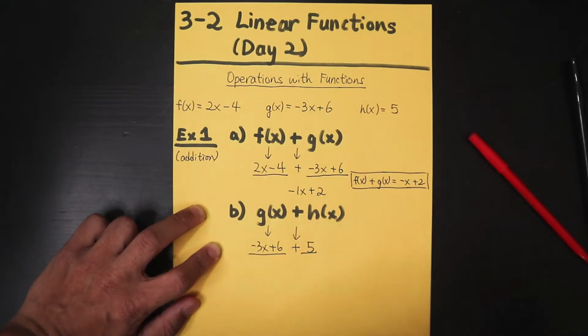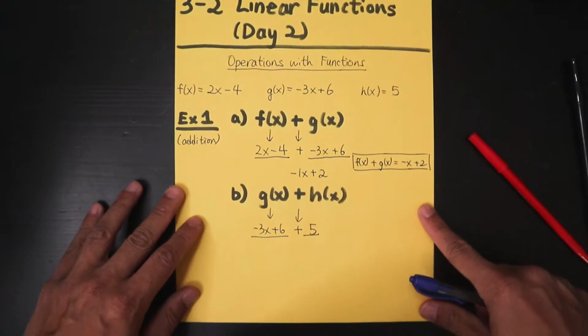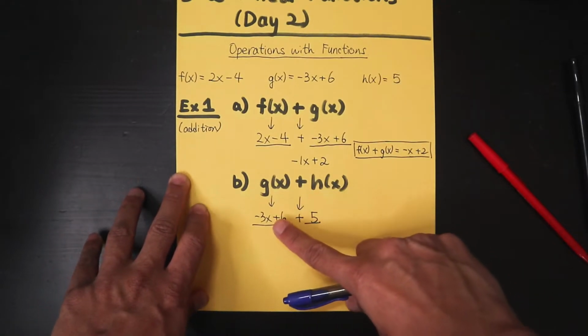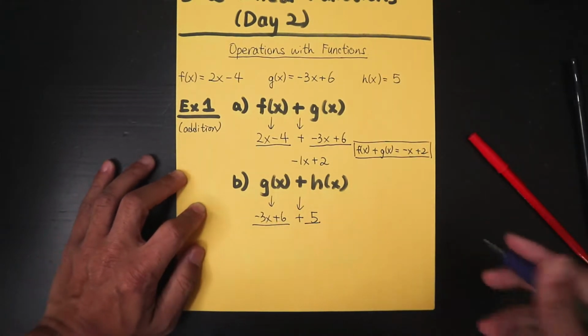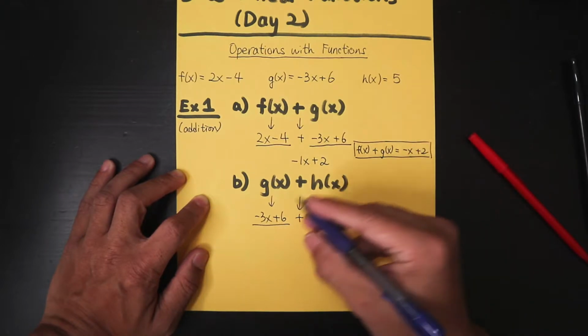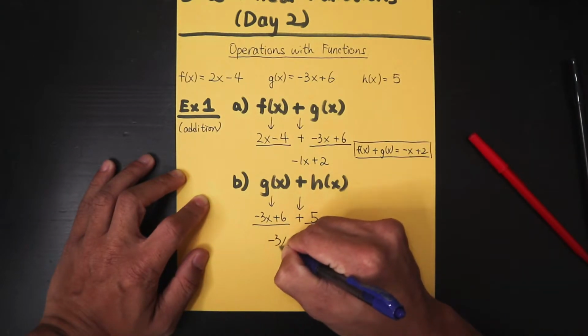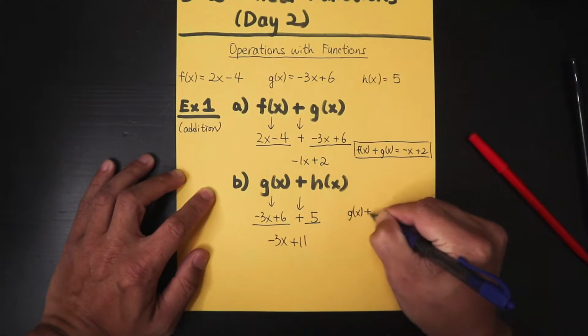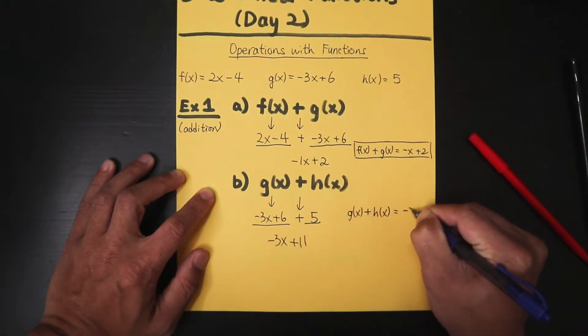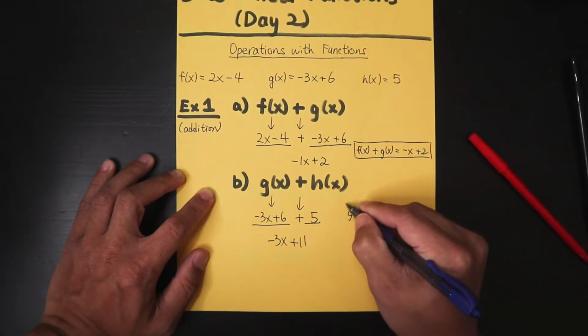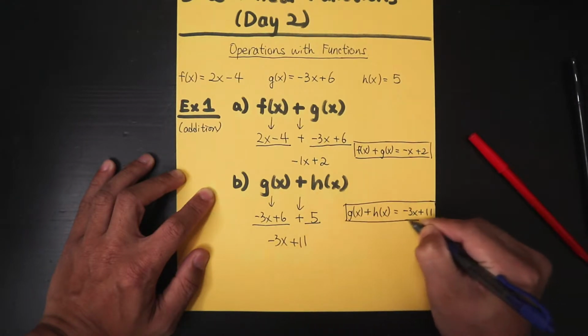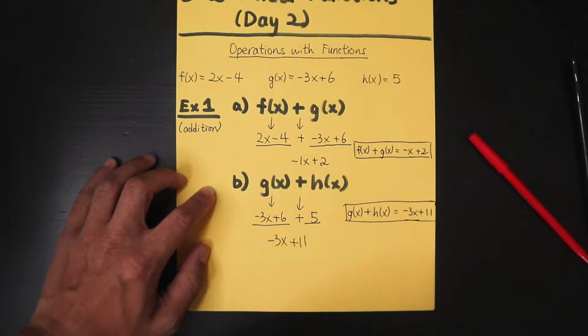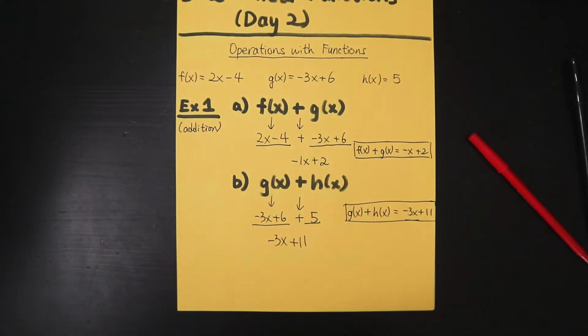Then here all you have to do is combine like terms. Out of the 3 terms, 2 of which are like terms, which are positive 6 and positive 5. So 6 plus 5 is 11, so your final answer is negative 3x plus 11. To write your answer, you write g of x plus h of x is equal to negative 3x plus 11. And then that's it. In general, adding 2 different functions is just the same as combining like terms. No different than combining like terms. And that's how you add 2 different functions.